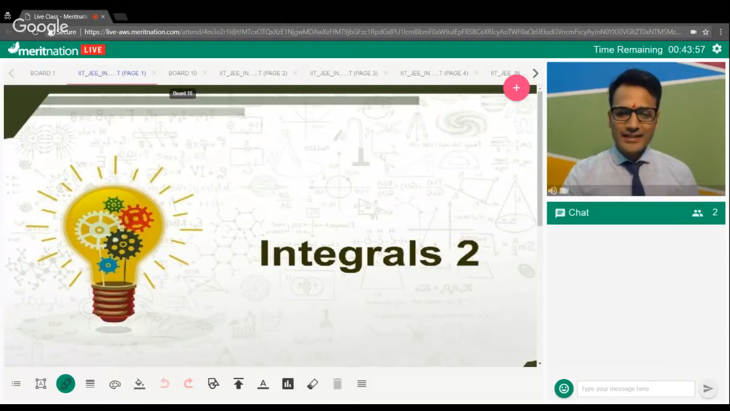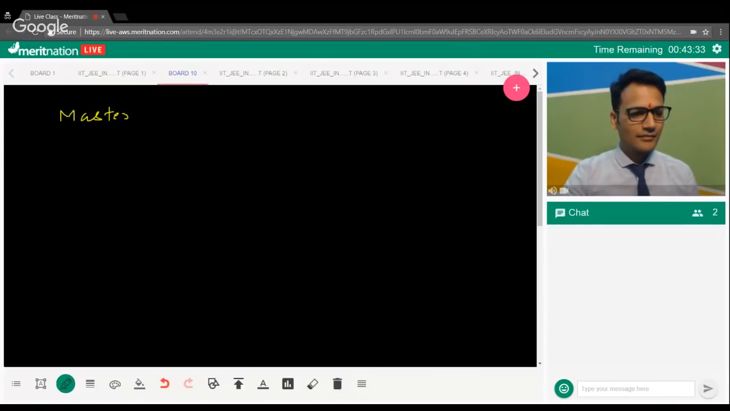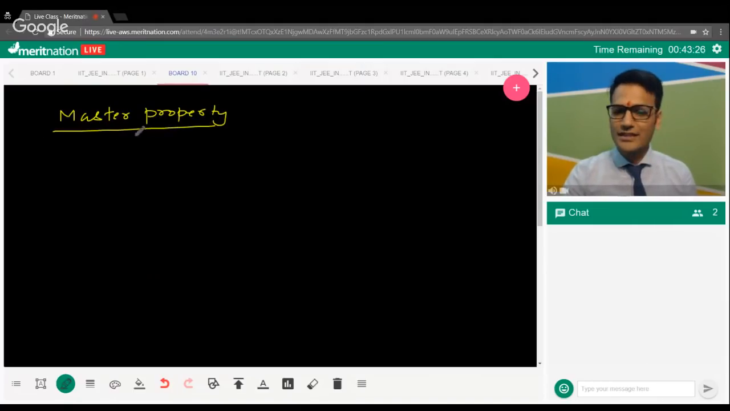Look, basically, I've already talked about the importance of integration for JEE Mains and Advanced, right? So in today's class, we'll talk about definite integration. In fact, I'll talk primarily about just one property, which is called the master property of definite integration. What is that? The master property. Most of the questions could be done by using this property as the initial step to begin with.